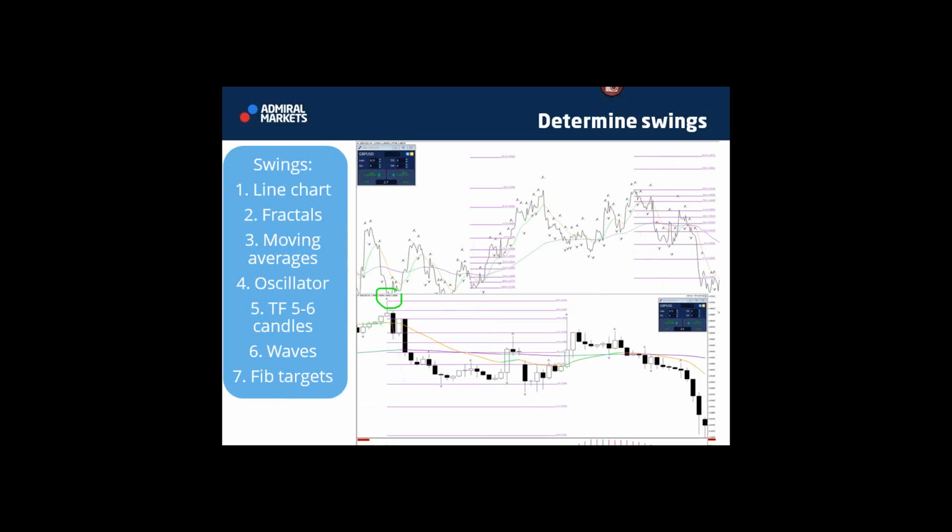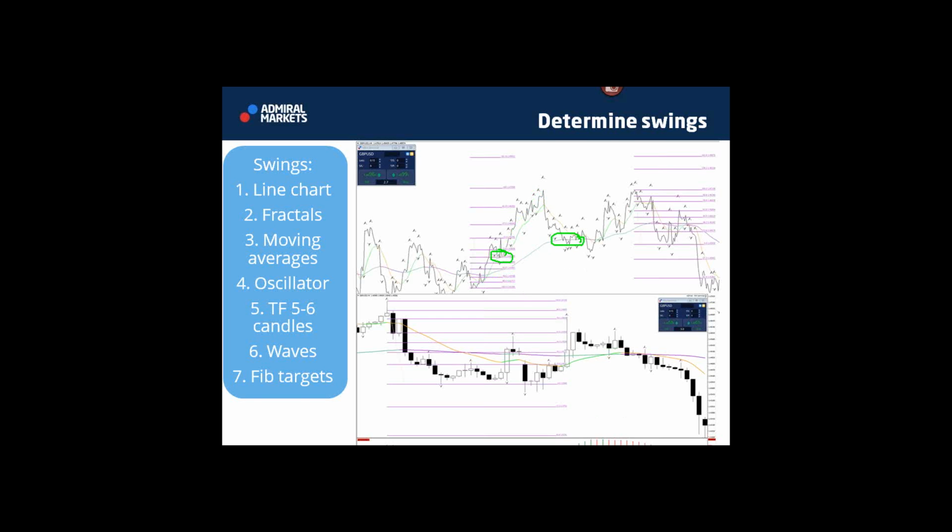Fractals are great because they show significant tops and bottoms. 2 candles to the left, 2 candles to the right. So that helps always. Moving averages are a good guideline. For instance, you can see here we're in an uptrend. That helps with trends, but it also helps when price, for instance, retraces back to the short-term moving average, or if it retraces back to the long-term.